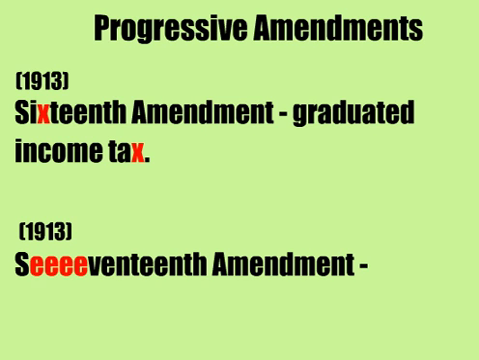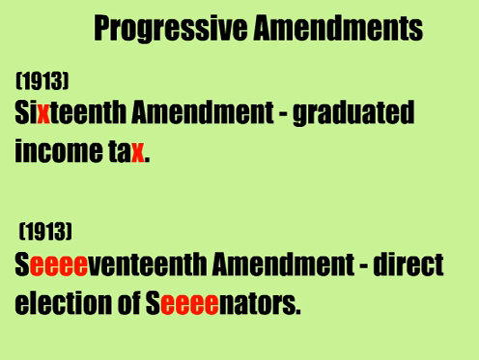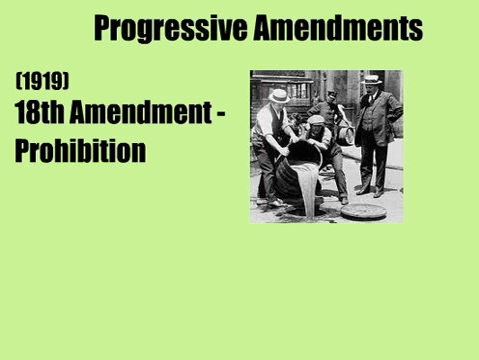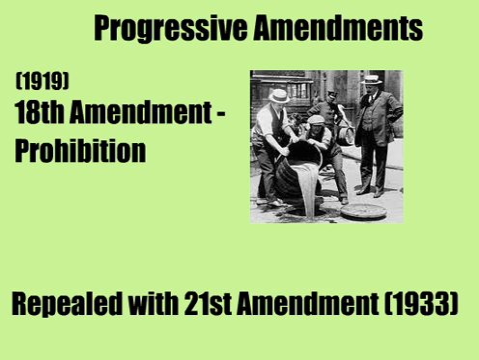The 17th Amendment provided for senators to be directly elected by the people. The 18th Amendment provided for prohibition, or the banning of the sale, transport, and manufacturing of alcohol. This was repealed with the 21st Amendment. 18 and 21 just happened to be the last 2 drinking ages in this country.